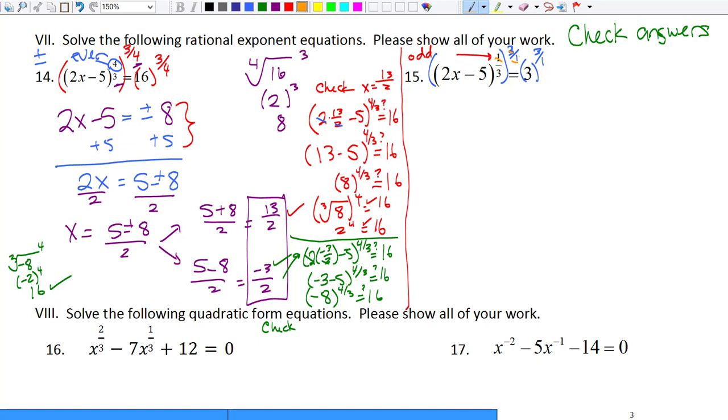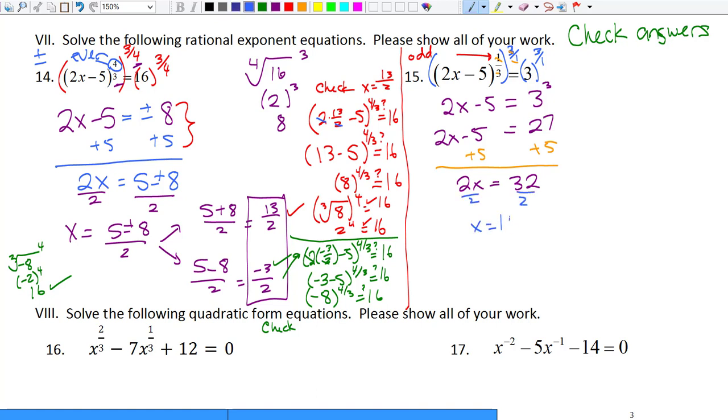Right? So all I'm really doing is cubing both sides, which is kind of nice. So the 1's divide, the 3's divide, and I'm just left with 2x minus 5 on the left side, no plus or minus, and then on the right side, 3 cubed. Well, 3 cubed, that's just 27. So now I solve, which is a little bit easier because there's no plus or minus. So 27 plus 5 is 32. 32, I'm going to divide both sides by 2 and get x equals 16, which is my potential answer.